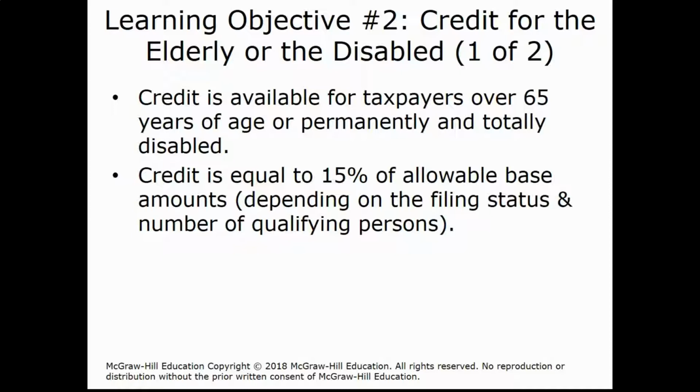So the next credit that we'll talk about is the credit for elderly or disabled. In the video I'll be providing, we'll go through some of these credits and how to calculate them, demonstrating some of the problems. This credit is for those who are over 65 or permanently and totally disabled. We'll talk about the 15% of the allowable base, and we'll calculate that in the succeeding video regarding problem demonstrations. And as many of these credits are, it depends upon the filing status.